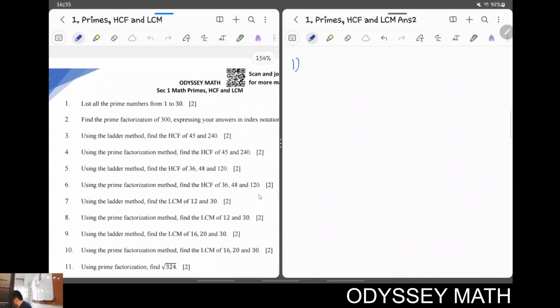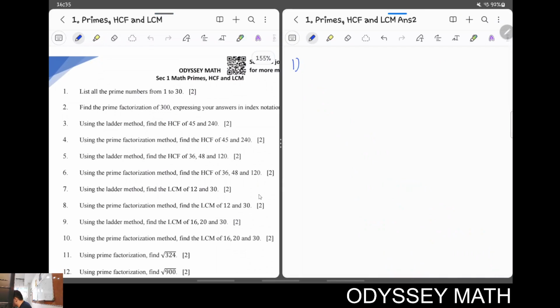List all the prime numbers from 1 to 30. So please remember that prime numbers start from 2. 1 is not a prime number. So we have 2, 3, 5, 7, 11, 13, 17, 19, 23, 29. So these are all the prime numbers from 1 to 30.